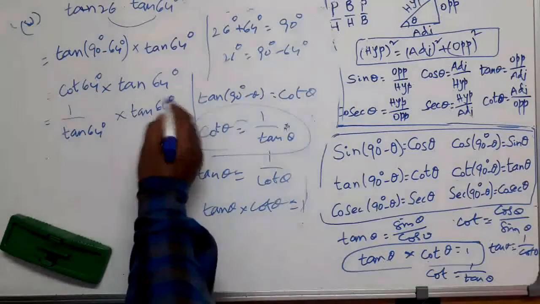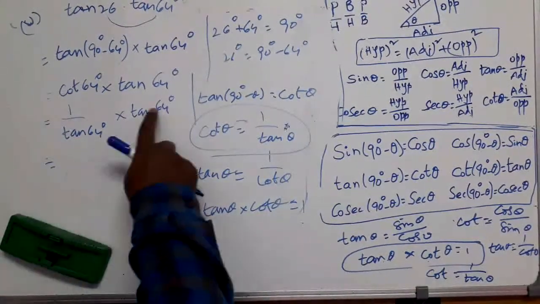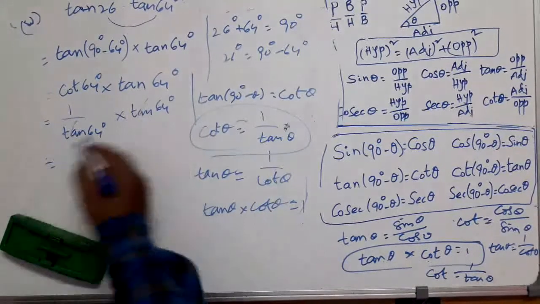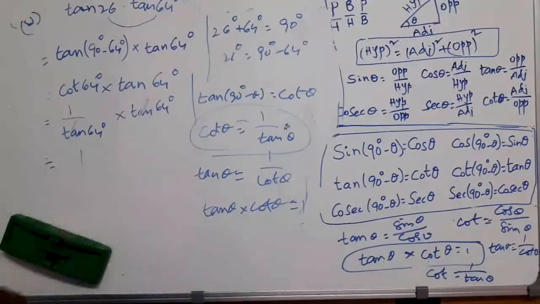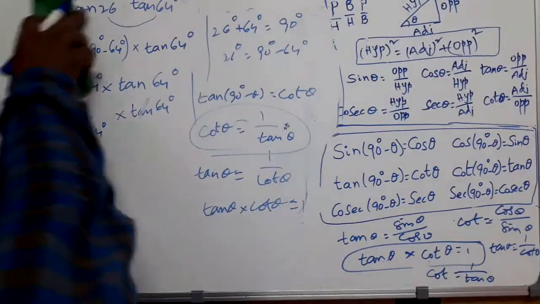I am leaving it as it is because these two are the same. They get cancelled. This is in the numerator, this is in the denominator. So your answer is 1. This is the answer for that part, and question number 1 is over. Next, let us see question number 2.